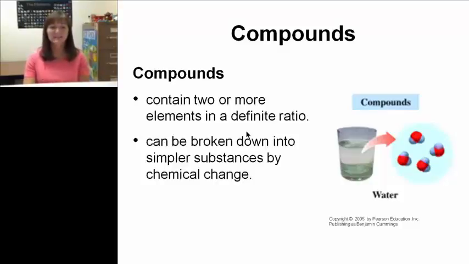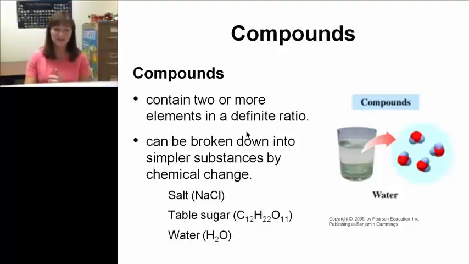Compounds can be broken down into simpler substances by chemical change. So my question to you would be, if you have a compound and you break it down, so you use some chemical process to break it down further, what is it you're breaking it down into? Hopefully you can see that you're breaking it down into the elements, because a compound is those elements bonded together. So you can break a compound down using some chemical change.